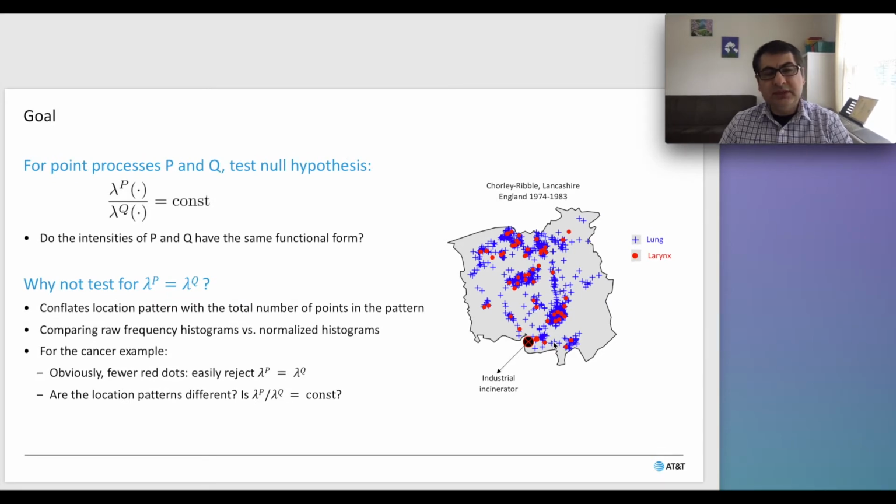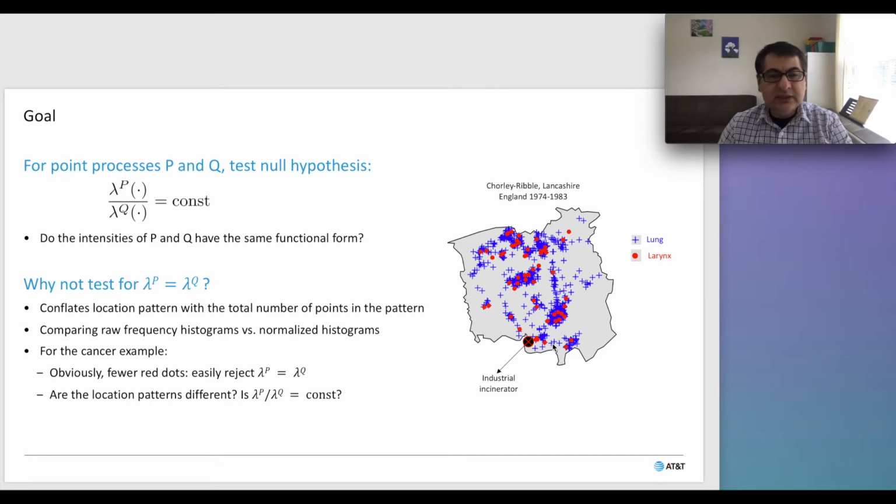So given two point processes P and Q, we would like to test the null hypothesis whether their ratio is constant over the domain. We can also express this as asking whether P and Q have the same functional form or dependence on the spatial variables. Classical tests would go and test for equality of the intensities, but that would mix the location pattern with the total number of points in the pattern. So, for example, in this cancer case, it's really easy to reject the equality hypothesis because there are so many more lung cases than larynx cancer cases.